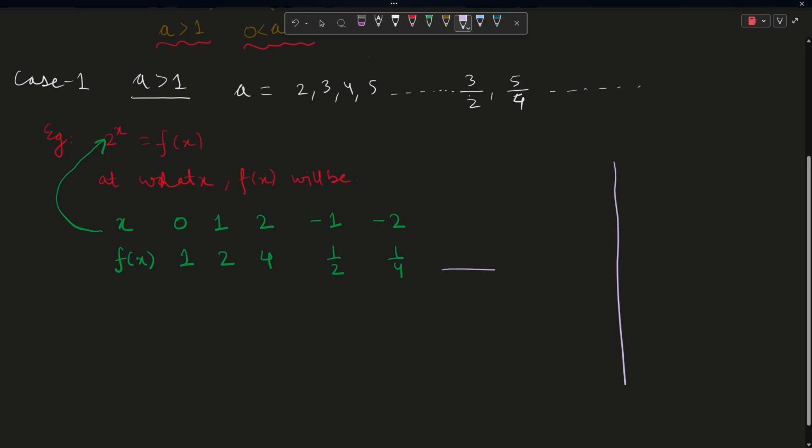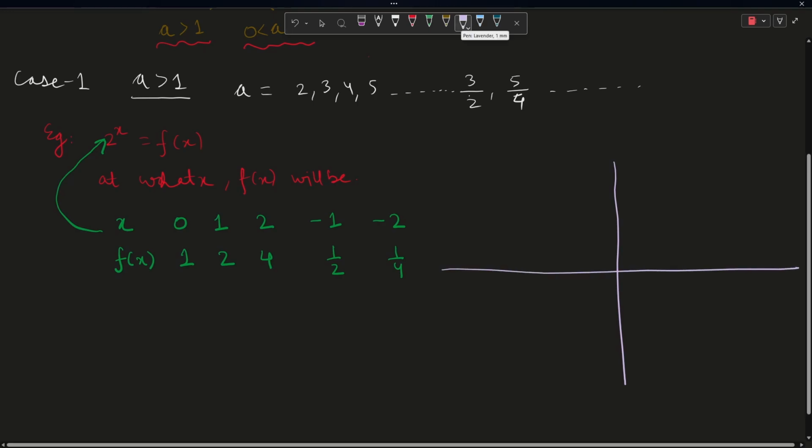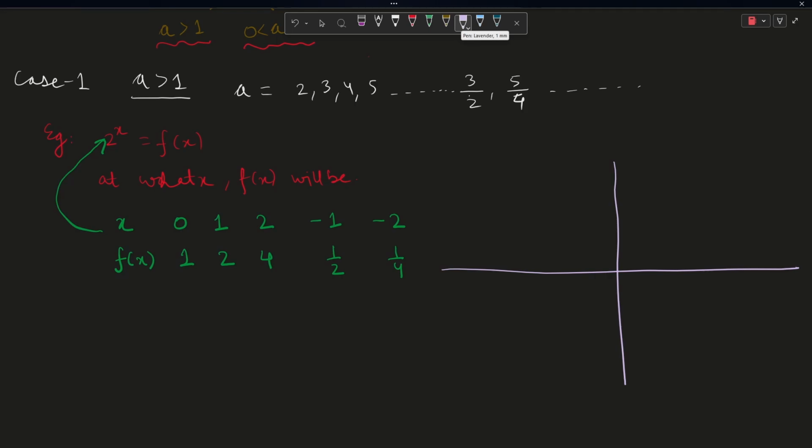So to construct it, let's draw the axes. These are the axes. Now, let's mark the points. This point is 0. This point is 1, 2, -1, -2, and here we have 1 by 4. Here I am having 1 by 2. Here I am having 1. Here I am having 2, and somewhere here 4. Right?